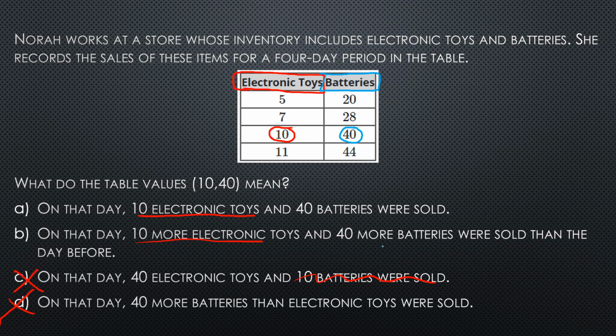So it's just telling me that this 40 represents the amount of batteries that are being sold. Okay, so 40 batteries are sold. Here it says 40 more batteries. There's no indication that it's 40 more, which makes this one incorrect.